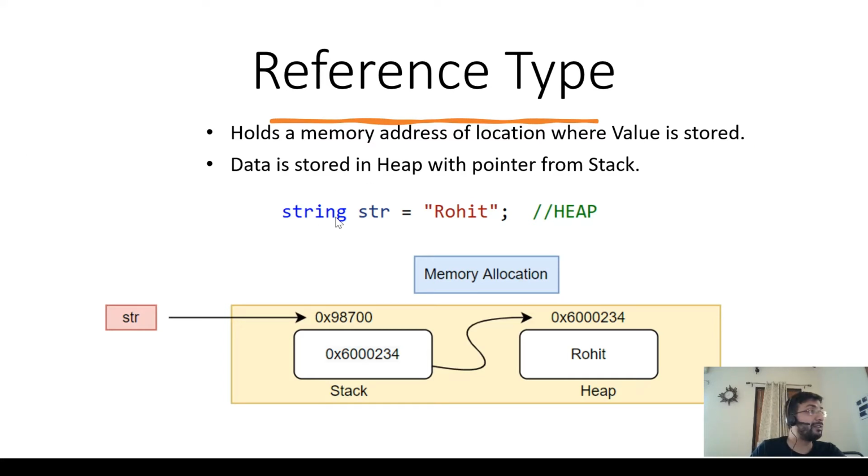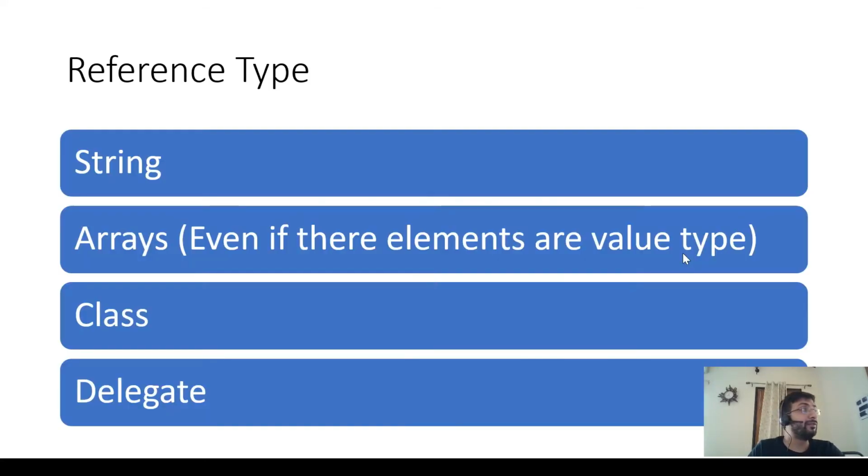If you see here, I have a string with the name str and I'm initializing it as Rohit. When I go and see the memory location, str points to this particular address. And the value present at this address is another address, which says go to this address and there you will find the value. So we call it a pointer to a location, and the location has the address. This is a reference type. The different reference types are string, arrays, which we'll cover in a minute, class, and delegates. So these are the various reference types.